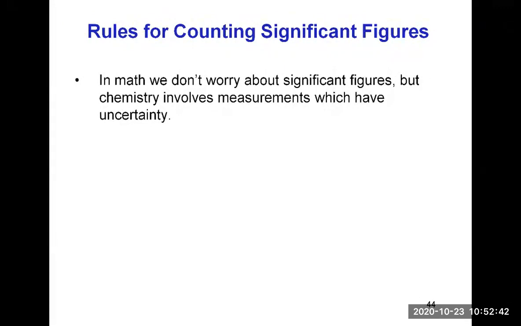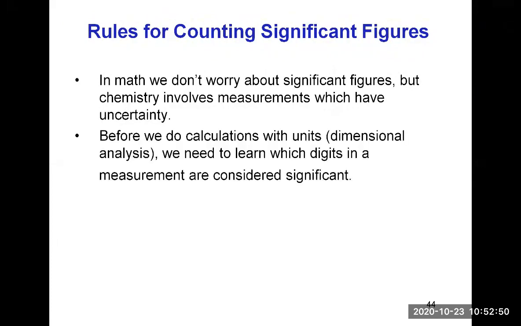In math, we don't worry about significant figures, but chemistry involves a lot of measurements that have uncertainty. So before we do calculations with units, dimensional analysis type of calculations, we need to learn which digits in a measurement are considered significant. There are rules that you will need to learn by heart.